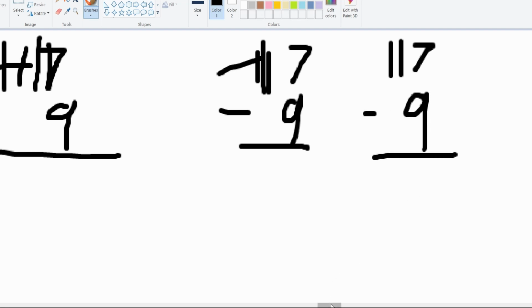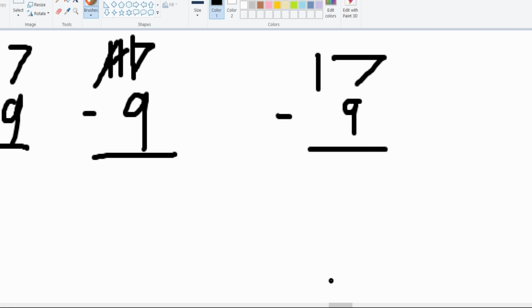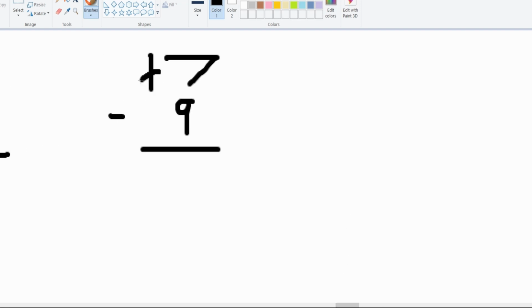Now what you're going to want to do here next is we're going to cancel out this 100, we don't need it anymore. So 7 is smaller than 9, so we need to cancel out this 10 right here, this 1, and move it in front of the 7. So now we have 17 minus 9. What we're going to want to do here next is cancel out this 1, make it a 0, move the 1 in front of the 17. So now we have 17 minus 9.